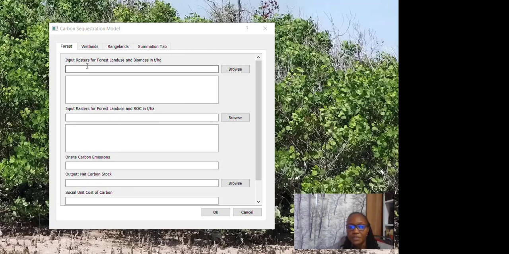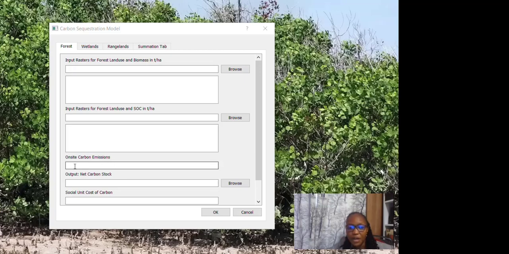So our first input raster data sets there are the forest land use and the biomass data. The second one is the forest land use and the SOC. Remember we said that we are using the carbon pools, the SOC and the biomass. The biomass, the above ground biomass considered here, behind the model is also able to calculate the below ground biomass. And then we have the on-site emissions.